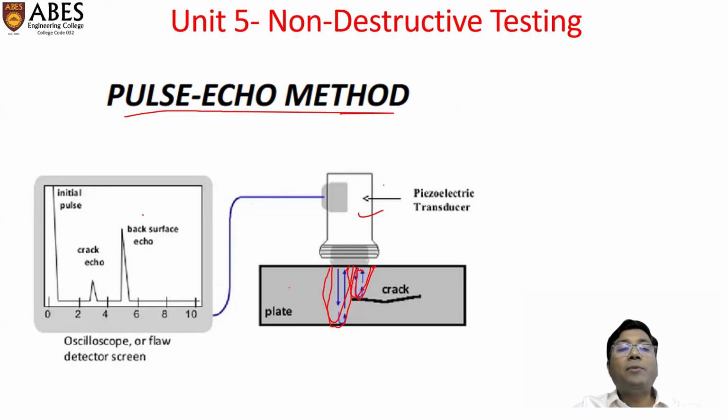In the typical setup, on the display screen, the flaw detector screen or the oscilloscope, the crack echo would be displayed. This echo would be for this crack, available here.